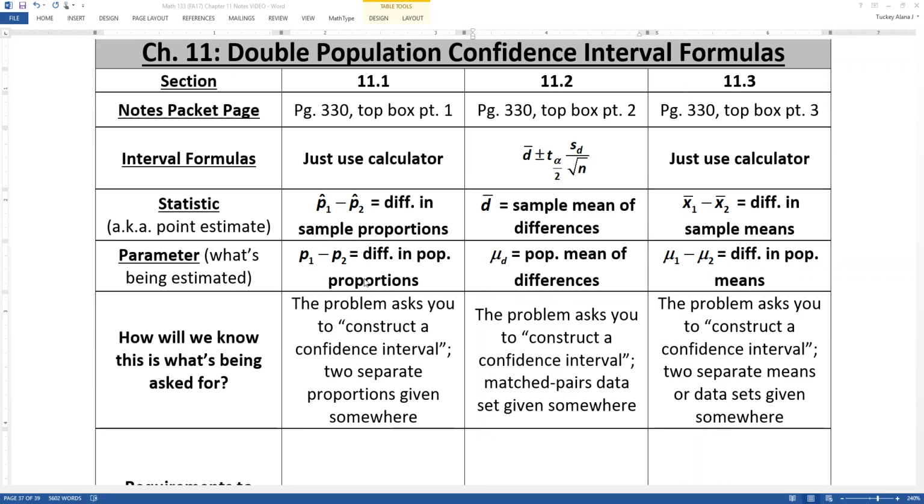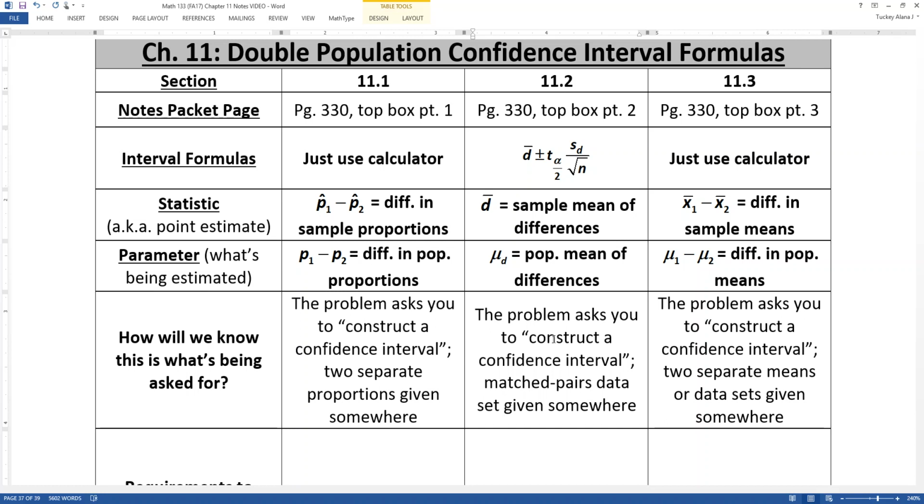Now, how you spot which interval you're doing is a lot trickier, so you'll have to pay close attention to what the words are saying in the problem. First of all, how do you know it's a confidence interval problem in the first place? You'll look for words like "construct a confidence interval." It's pretty straightforward, but "how big a sample do I need to construct a confidence interval?" is a different problem. But just straight up "construct a confidence interval," blah, blah, blah.